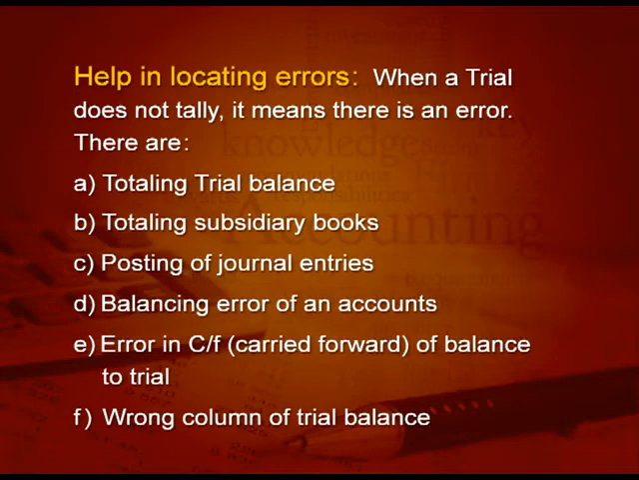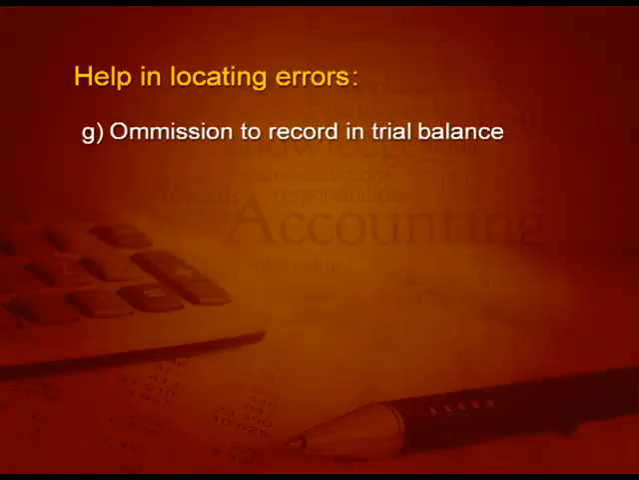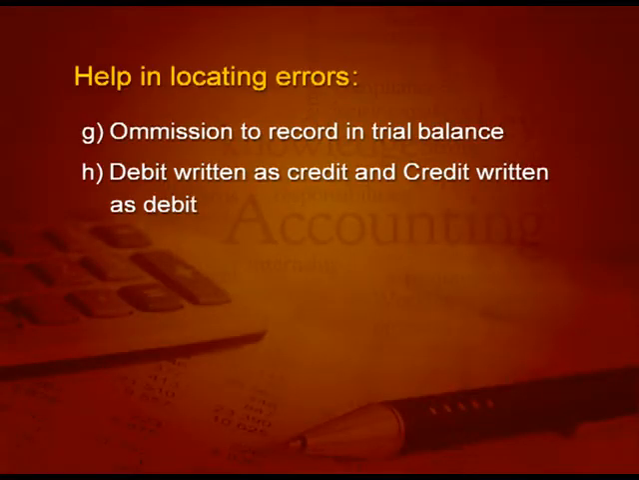And next one, wrong column of the trial balance. Suppose instead of debit I am writing in credit, so that can be the case. Next, it can be omission to record in the trial balance. You have not recorded it at all. Next, debit written as credit or credit written as debit. Next, there can be wrong names, like you have written Ram instead of Sham, like that. Similarly, some other types we will come across while doing the practical questions. Wait till that time.